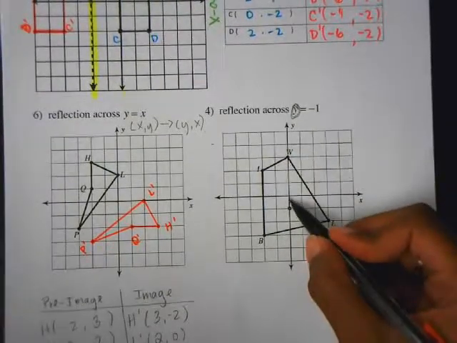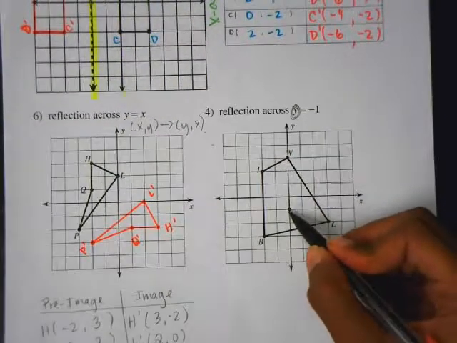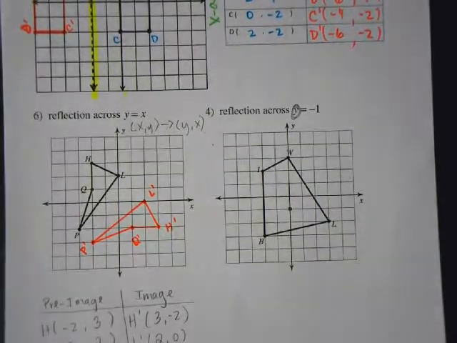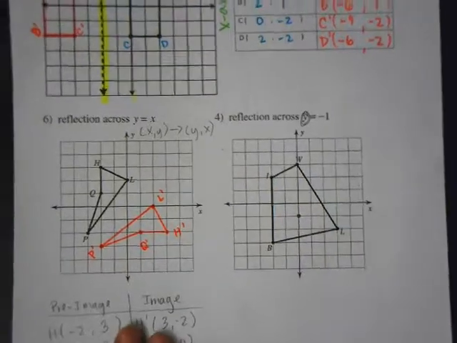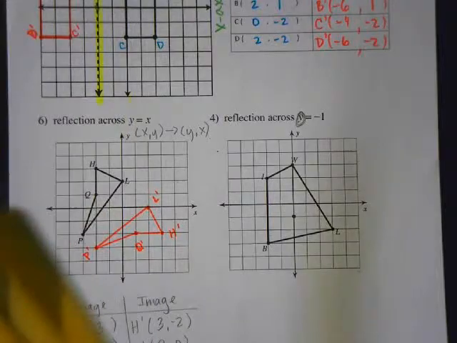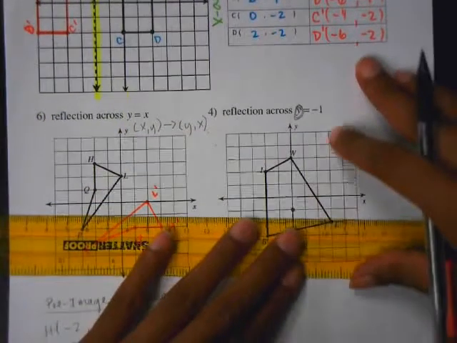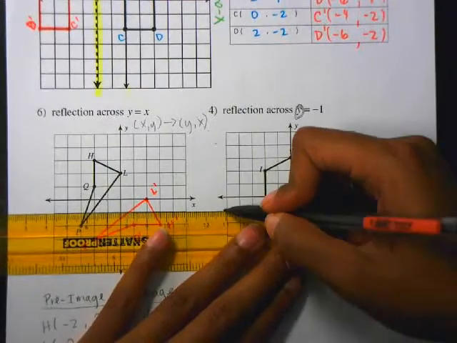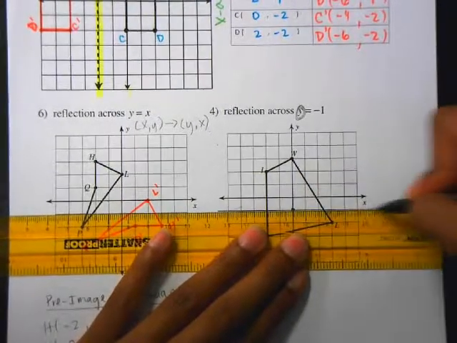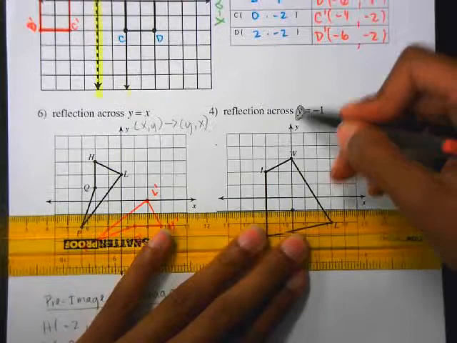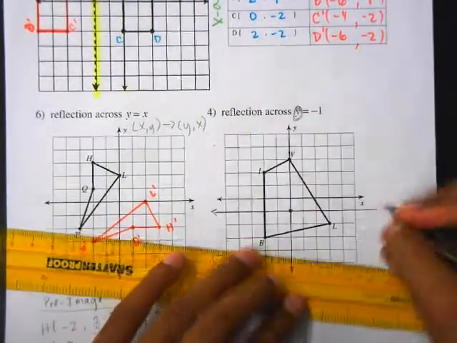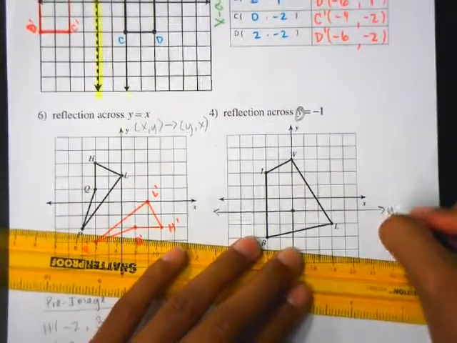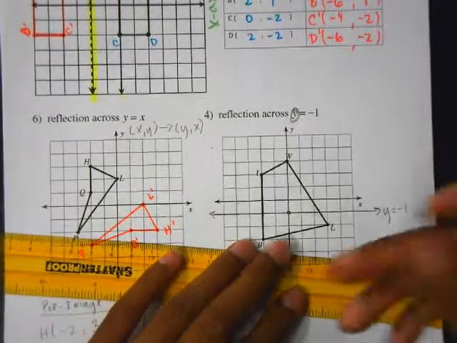So I'm going to take my straight edge and I'm going to draw my horizontal line. Again, this is my line of reflection, which is y equals negative 1. Okay, so that's y equals negative 1. Alright, so I'm going to highlight it so I know where my line of reflection is. Okay, and I'm going to give you a moment to catch up.